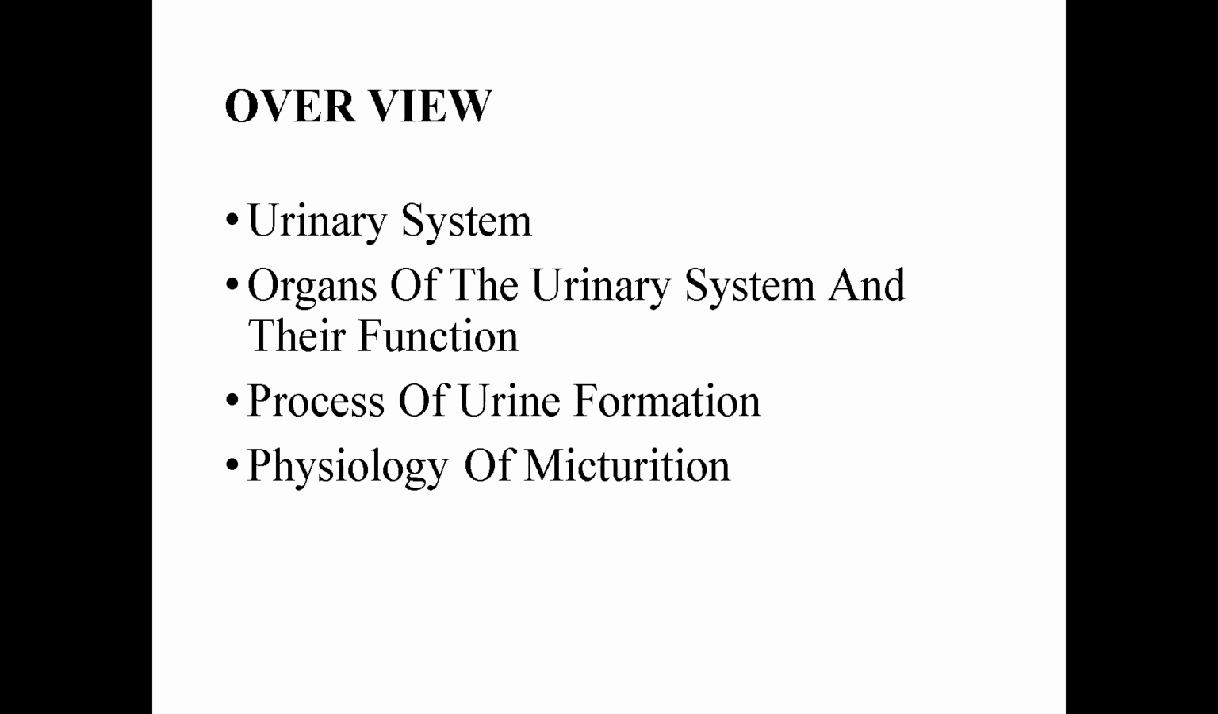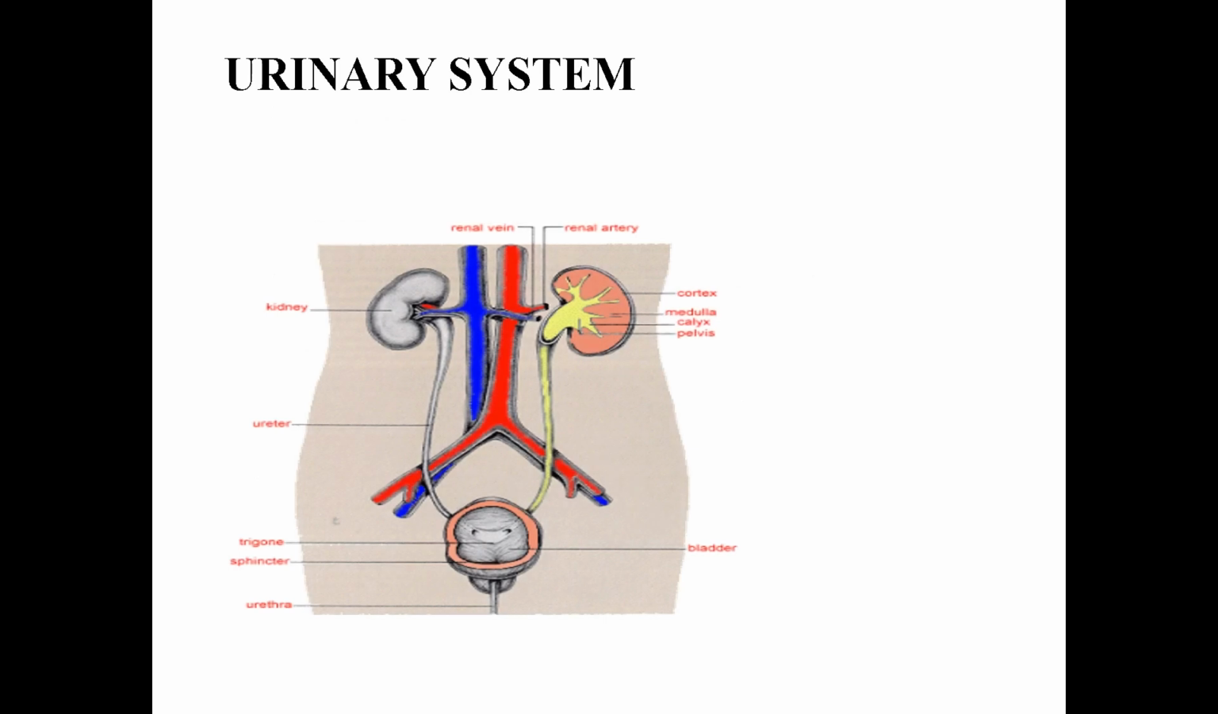Having talked about that, let's move on and look at the organs of the urinary system and their function. So what is an organ? An organ is formed from a group of tissues, and a tissue is formed from a group of specialized cells. And a cell, by definition, is a structural and functional unit of a living organism.